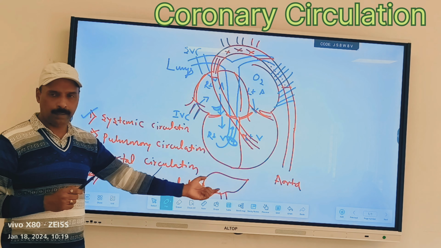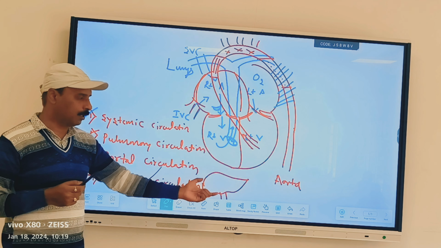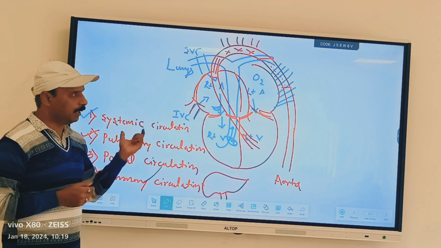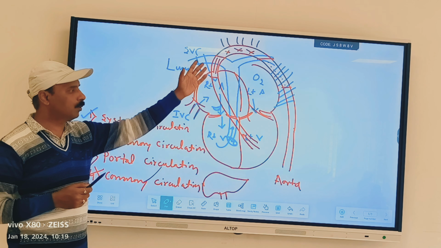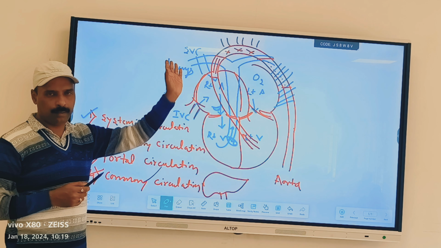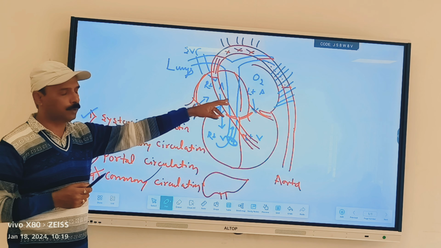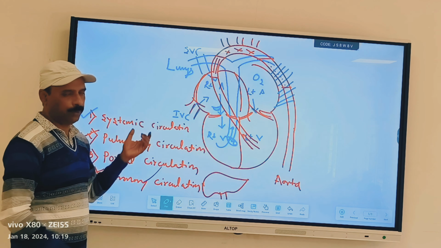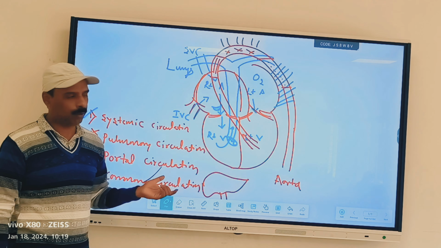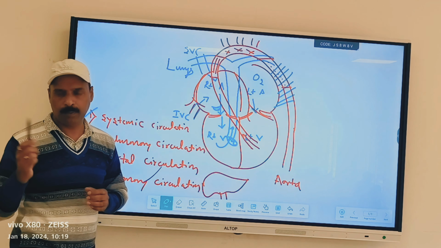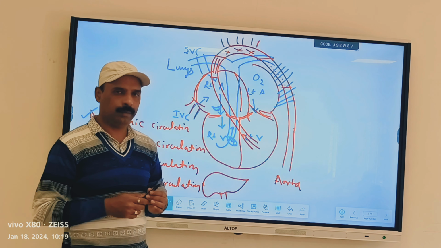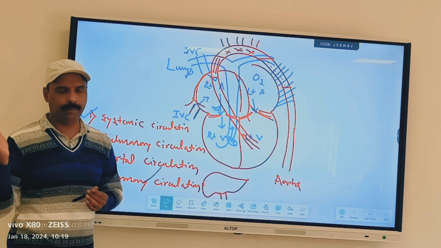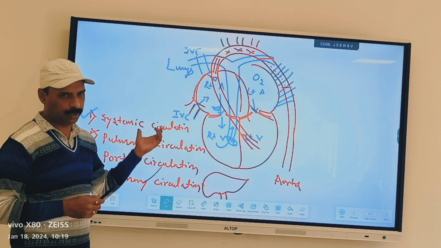Portal: the abdominal blood, maximum of which crosses the liver, is what we call portal circulation. Pulmonary means lungs: blood that reaches the lung through the pulmonary trunk, and oxygenated blood is brought to the left atrium, that is pulmonary circulation. Then systemic, which we have studied entirely. And I have told what the fetal circulation is. After studying these four, you can apply the difference between the fetal circulation and systemic circulation.